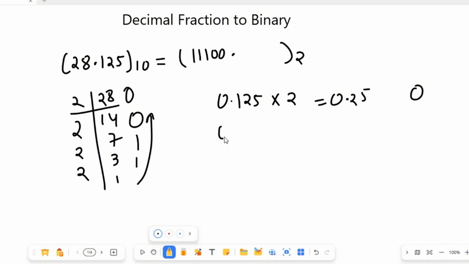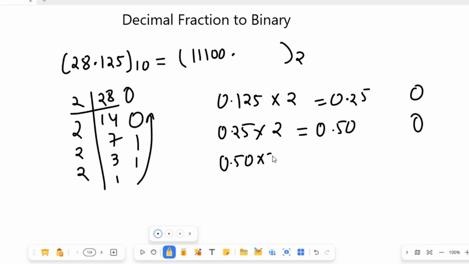Then write down again 0.25 multiplied by 2. Then it will become 0.50. Again before the point what you got here? 0. So write down 0 here. Then 0.50 into 2. So here what will you get? 1.00. Before the point now what did you get? 1. So write down 1 here. Now what is remaining? 0.0, and 0 multiplied by any number is 0 only. So nothing remaining will come, all 0.